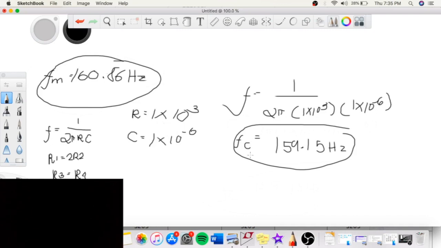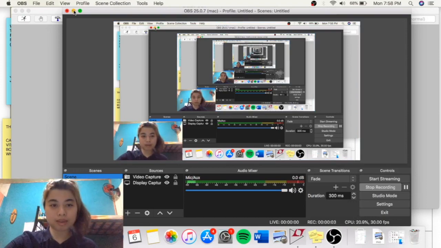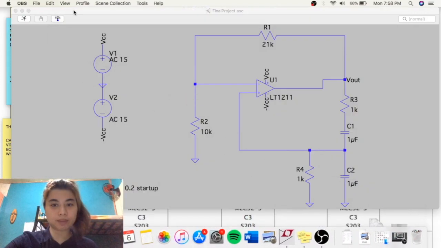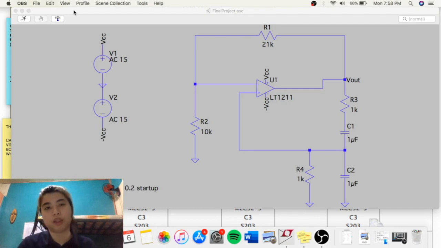It is okay to have a little discrepancy, maybe because of how I pointed the cursor on my sine wave. But as long as the measured and computed values are equal, or almost equal, it is okay. So we're done in computing the frequency of our oscillator.